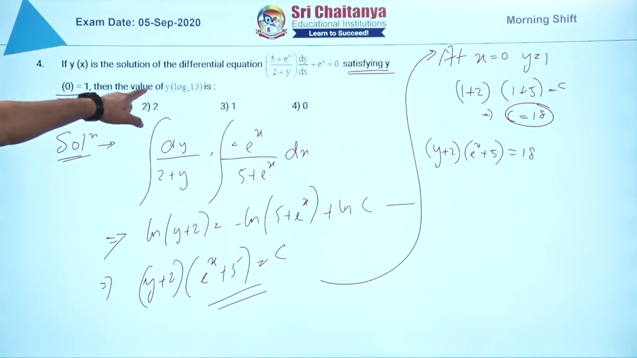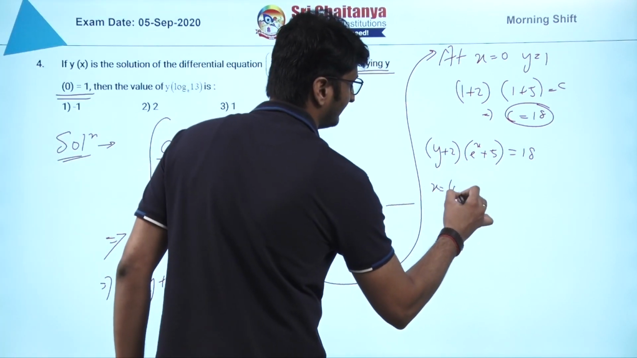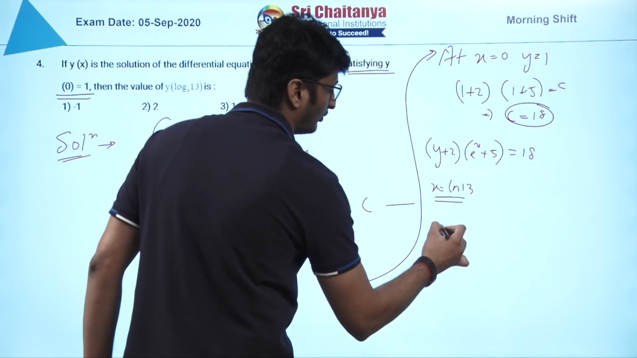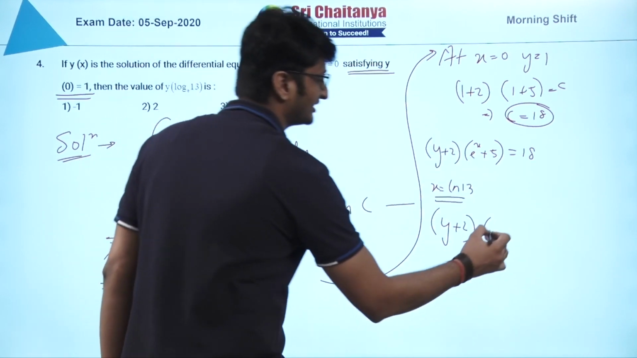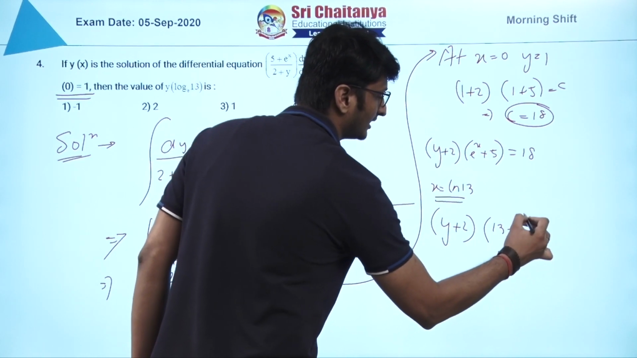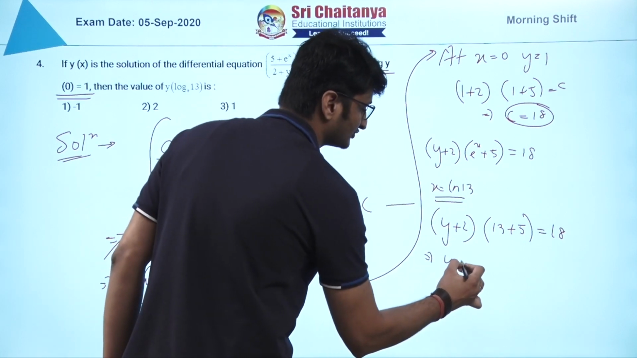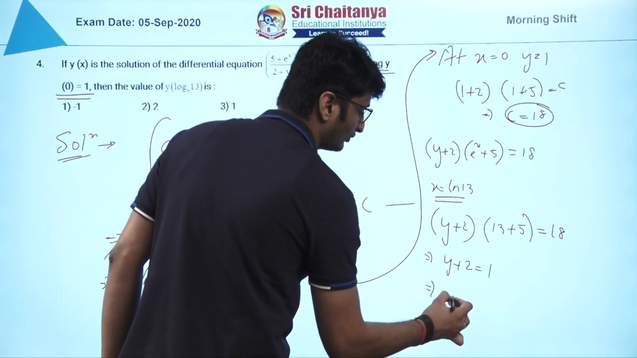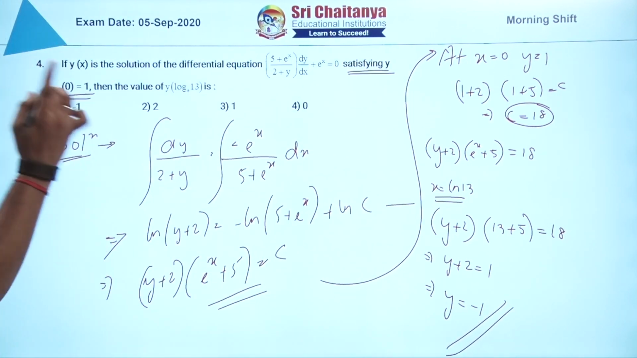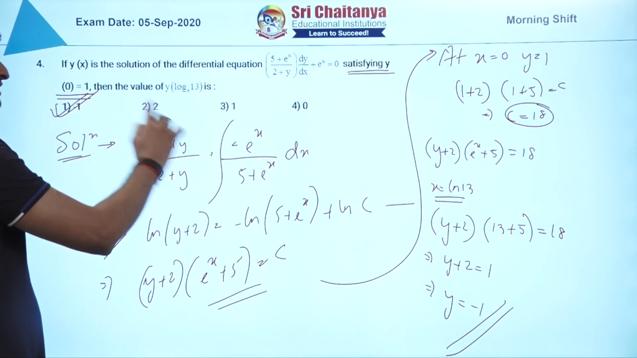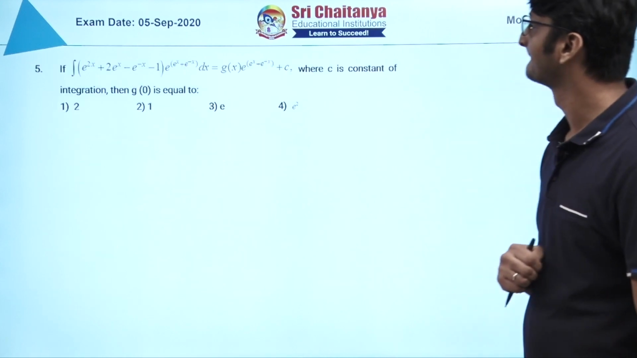Now, it is being asked to find the value of y at ln 13. So x equal to ln of 13, y plus 2 into e to the power ln 13, which is 13 only, 13 plus 5 is 18, 18 cancels. So it is nothing but y plus 2 is equal to 1. So hence y is equal to minus 1. Is it available? Yes, in option number 1. So hence option number 1 has become the correct choice. Let us move to the next question.